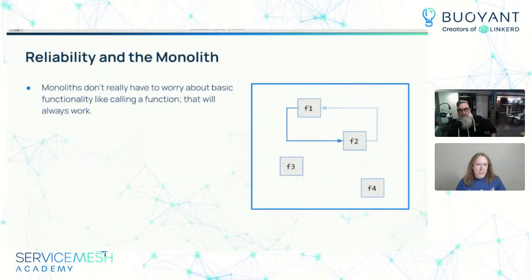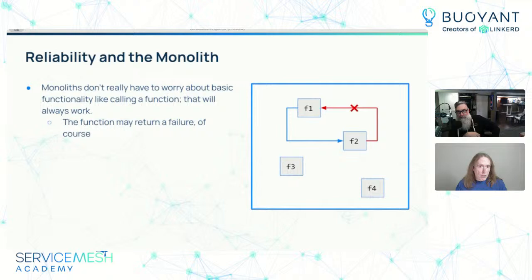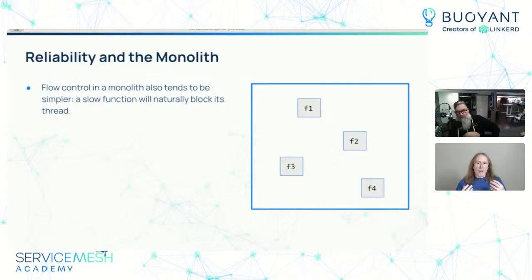Once again, this is not something that monoliths have to worry about a whole lot. The concept of a function call tends to always work in a monolith. If your monolith gets into a state where you can't actually make a function call, you have many bigger problems. Your function that you call may, of course, return an error. That's okay. The call return mechanism is still working, right? Likewise, if you have a slow function at some point in your monolith, then it will just naturally block execution for that whole thread until the function returns, and then we can continue on the call path. So flow control in monoliths also tends to be fairly simple.